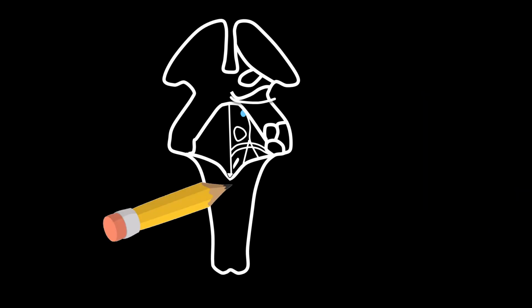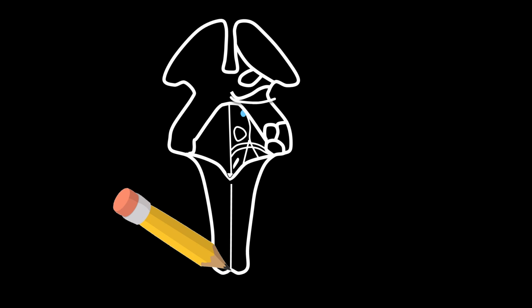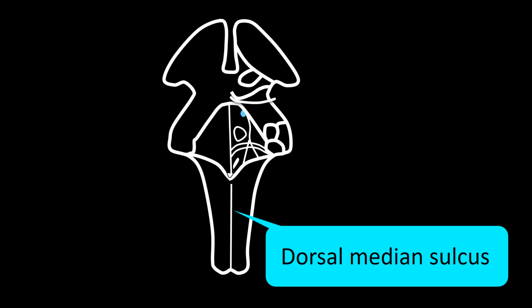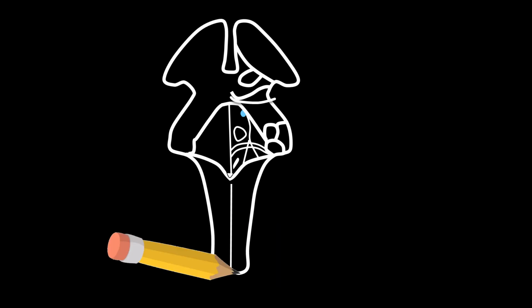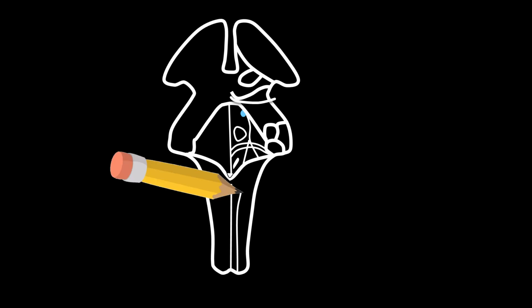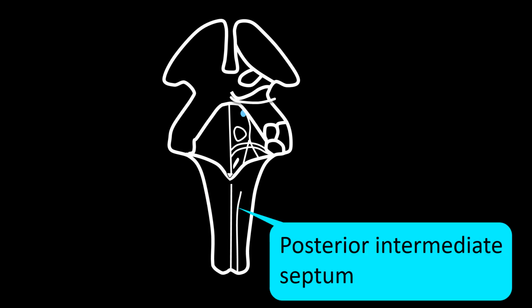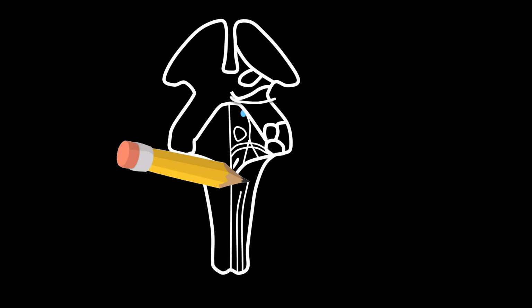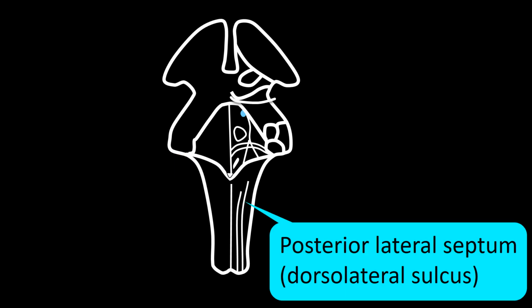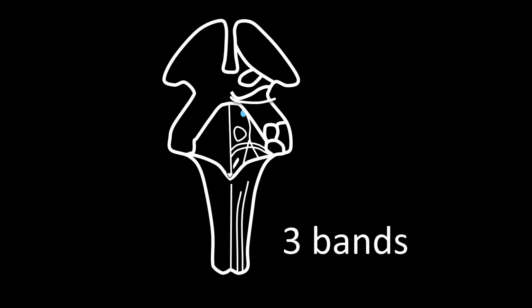Now we go under the obex and draw a line down. This represents the dorsal median sulcus. By the side of it, we trace a line going up. This line represents the posterior intermediate septum, and next to it we make a similar line. This line is the posterior lateral septum, thus creating three bands.